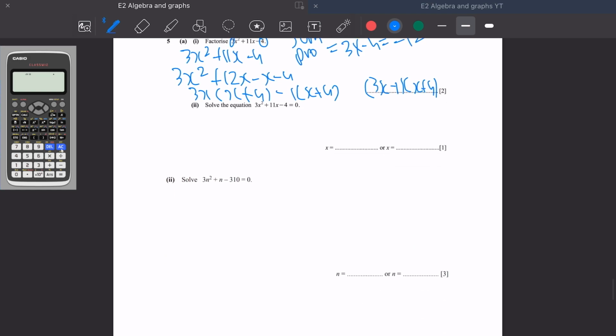Now solve the equation. So 3x minus 1 into x plus 4 is equal to 0. 3x minus 1 is 0, so x is 1 by 3, or x is negative 4.